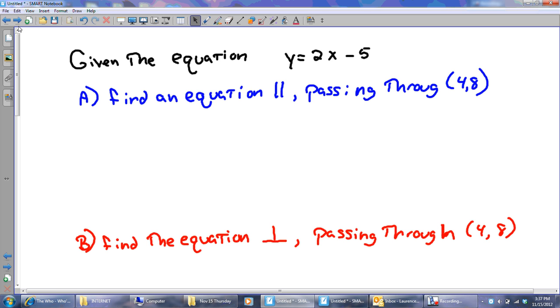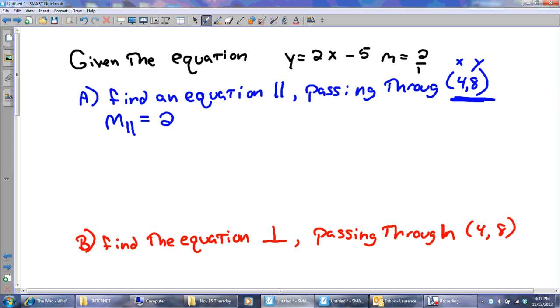We're going to be given an equation, y = 2x - 5. We're not even going to graph that equation, but I am going to pay attention that my slope is 2, or 2 over 1. I need the equation of a line parallel to it, but it has to go through the point (4, 8). That's an x-coordinate and that's a y-coordinate. And since my slope is 2, the slope of the line parallel to it will also be 2.